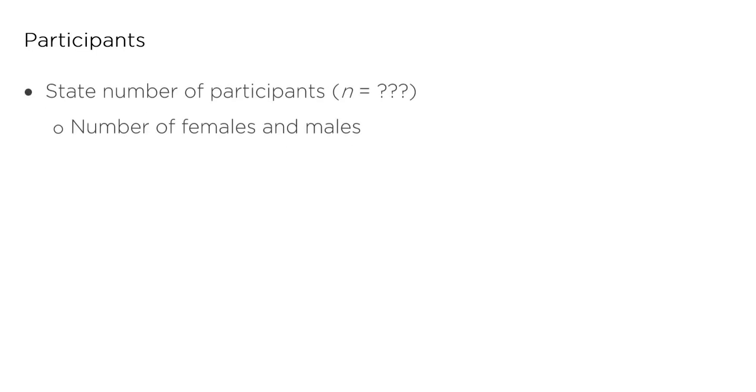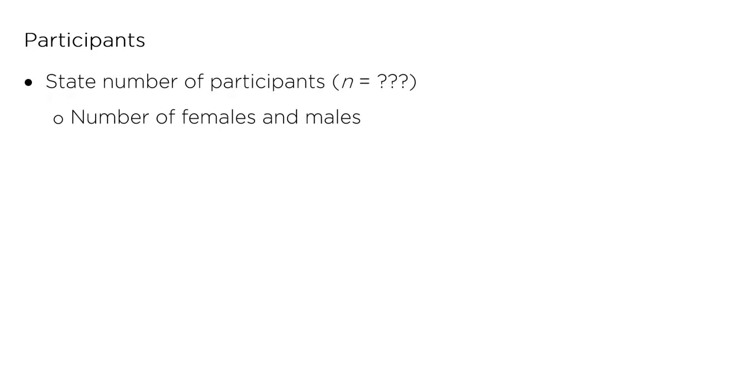So if you've used human participants, then you may wish to start with a participants subheading, or you might want to call it subjects. Doesn't matter, I'm not precious about either. In this, you want to include information such as the number of participants that took part in your study. So n equals, I don't know, 10, let's say.